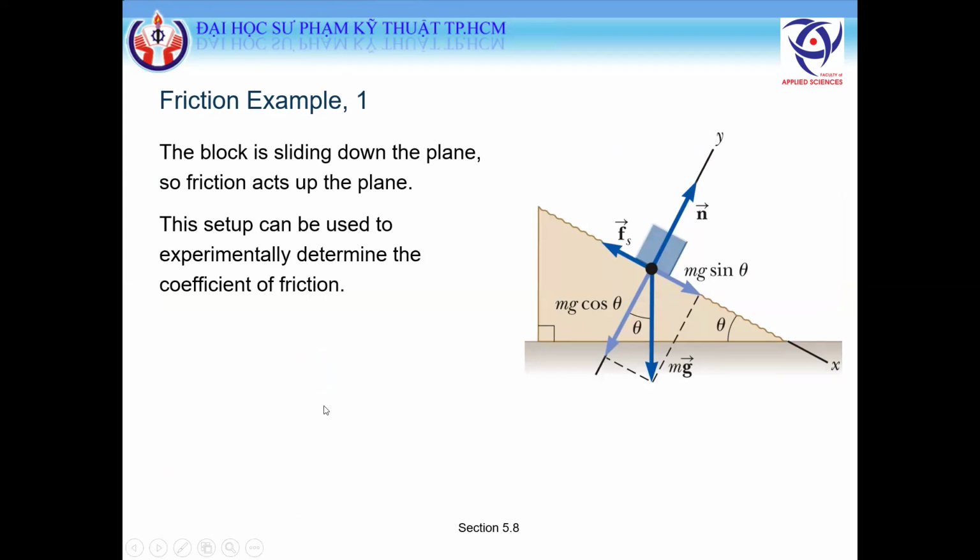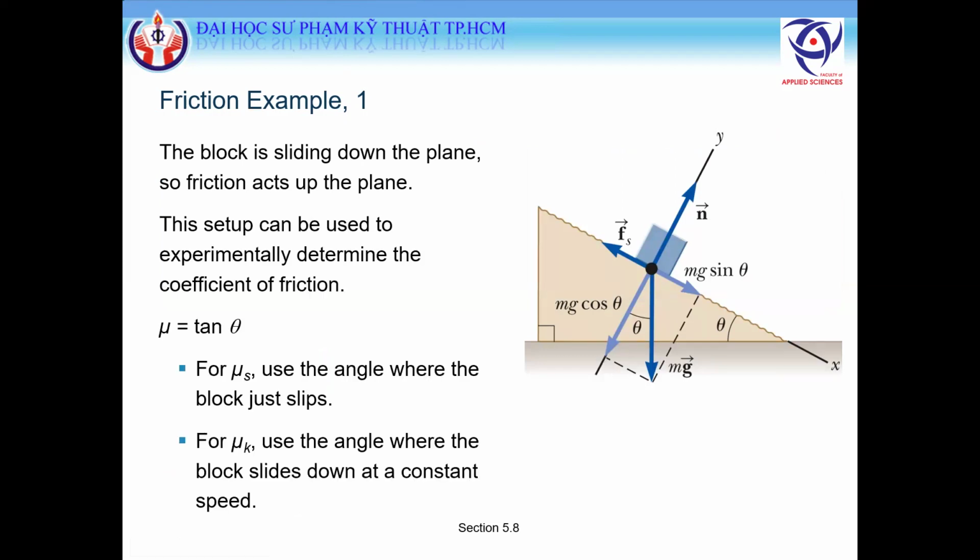So we can prove that in this case, mu s is tangent of theta. Mu k will be a little bit smaller than mu s. Why? Mu s is tangent of theta. I will show you. In this situation, theta will be equal to the critical angle theta c, right?